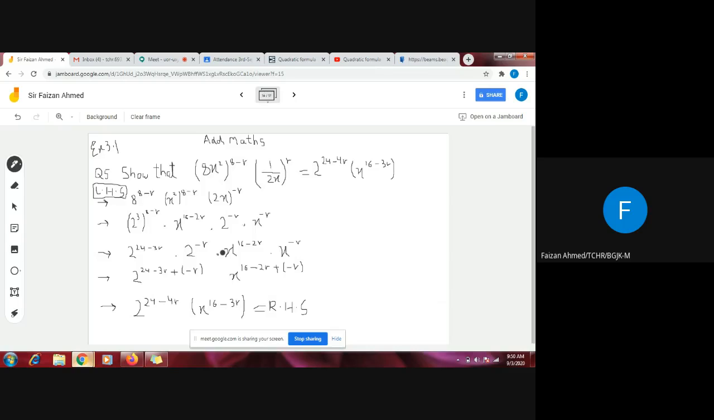So this was a question of show that, a bit of a different type of question. I hope you have understood this, and you can practice these types of questions from the miscellaneous examples as well. There are some miscellaneous examples at the end of the chapter, so you can practice them from there as well.